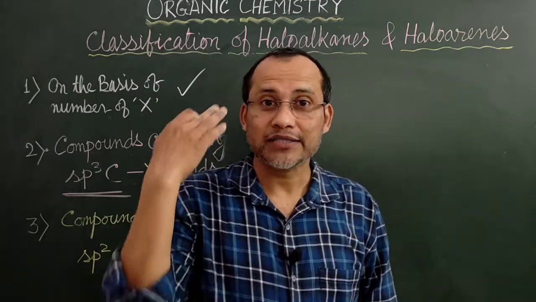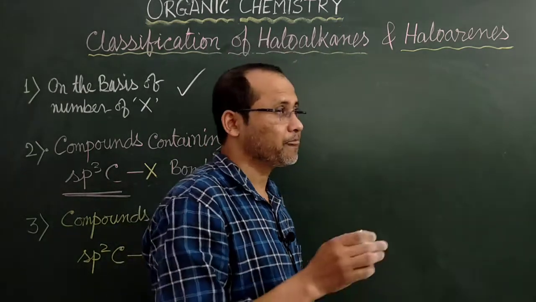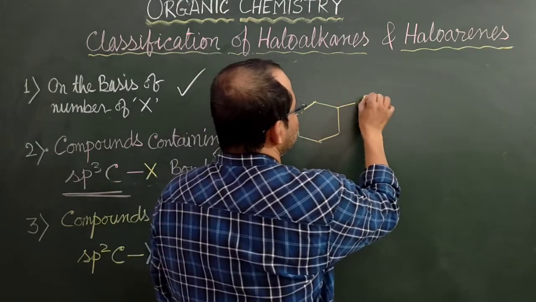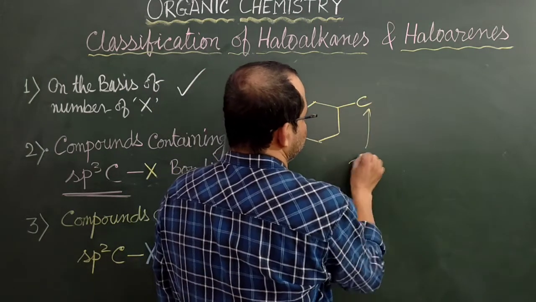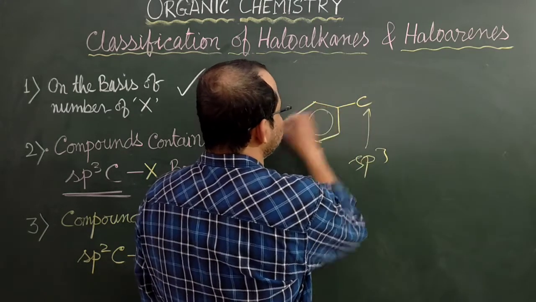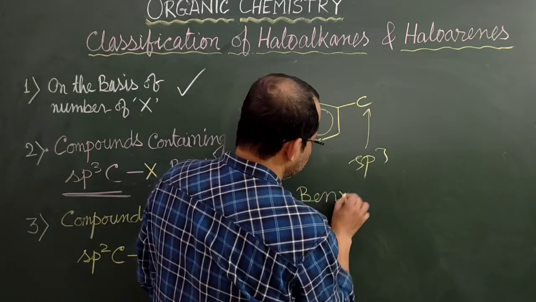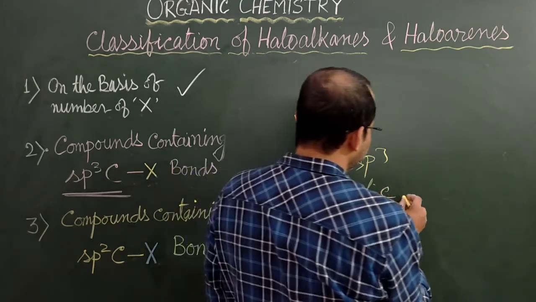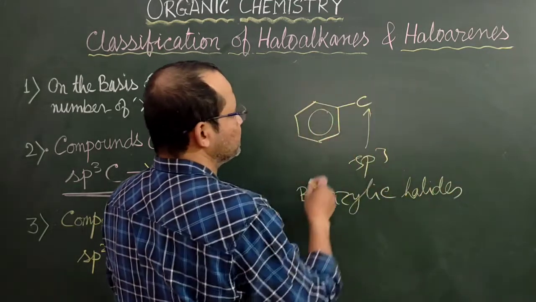Now come to the third category of this type, and here we shall discuss this type of compounds. One benzene ring linked to one carbon atom, and this carbon will be sp3 in nature. If it is so, and if this is benzene, then this type of group is known as benzylic group, and this will be benzylic halides. Now let me show specific example.